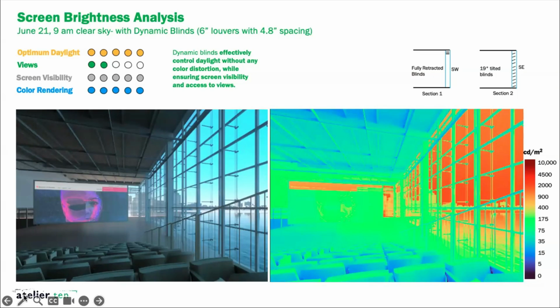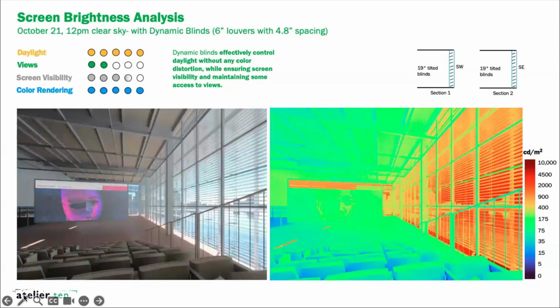We started off at 9 a.m., and you can see that at this time, there's optimal levels of daylight. You get some access to the views, great screen visibility, and color rendering. This is when you start deploying those Venetian blinds at 12 p.m. There's still a great sense of daylight. The access to views becomes a little more limited, but you still get a sense of the views outdoors, which is very great. It's on the Charles River, which is very beautiful. And we still get good color rendering in this case.